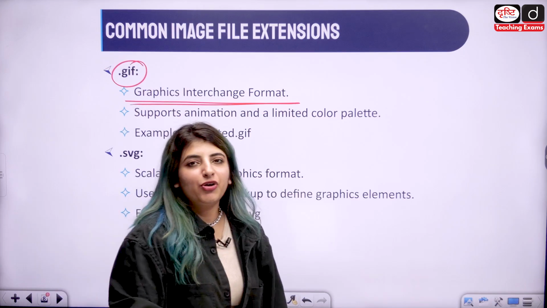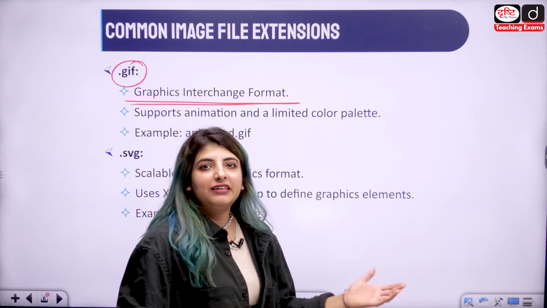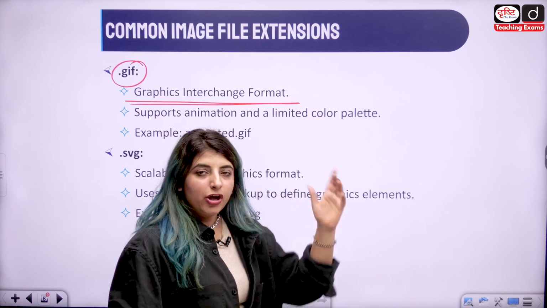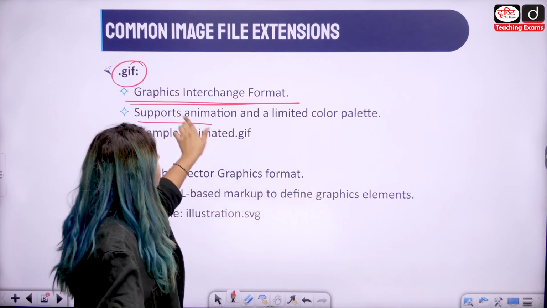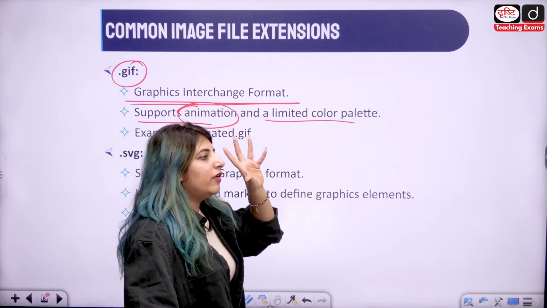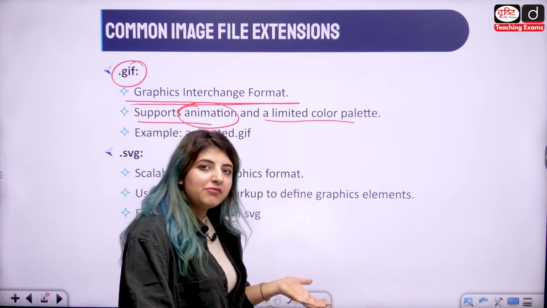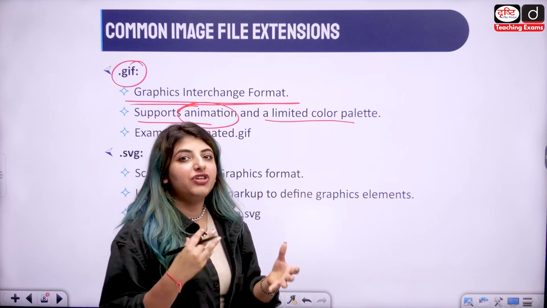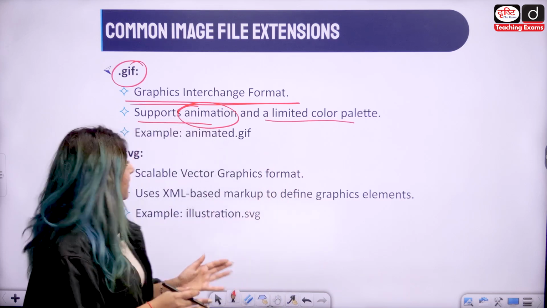Moving forward, we have GIF, Graphics Interchange Format. This is something you usually use on WhatsApp, Instagram and all, the images which are moving in nature, correct? It is graphical in nature and supports animation and a limited color palette. Even if you have watched Mirzapur or Sacred Games, there are many memes out there and memers create content like GIFs from the same, correct? So these are the moving images.